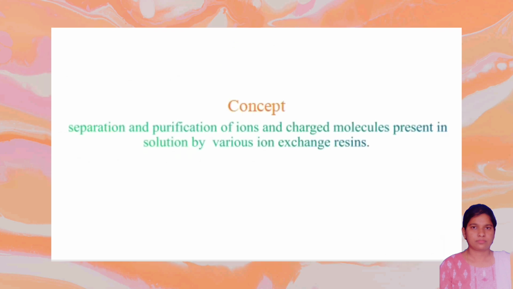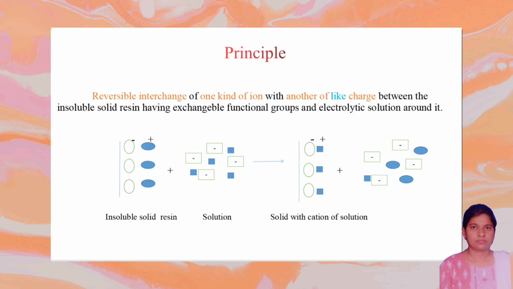The concept of ion exchange method is the separation and purification of ions and charged molecules present in a solution by using ion exchange resins. The ion exchange resins are insoluble organic polymers. The principle involved in ion exchange method is the reversible interchange of one kind of ion with another of like charge between the insoluble solid resin having exchangeable functional groups and electrolytic solution around it.